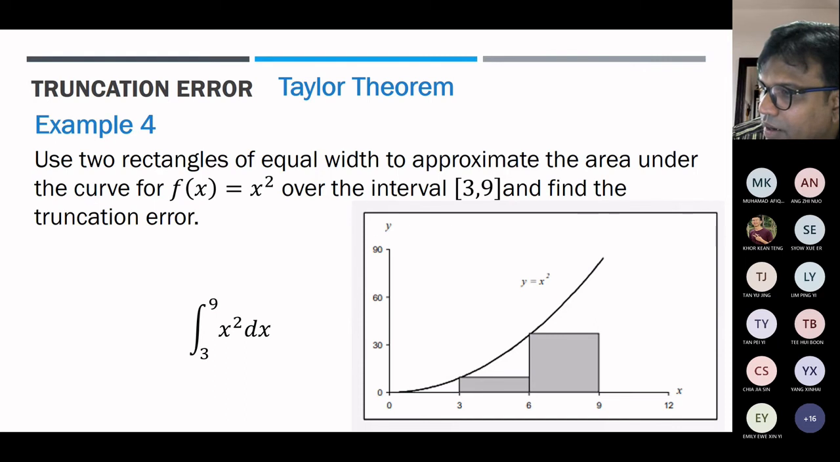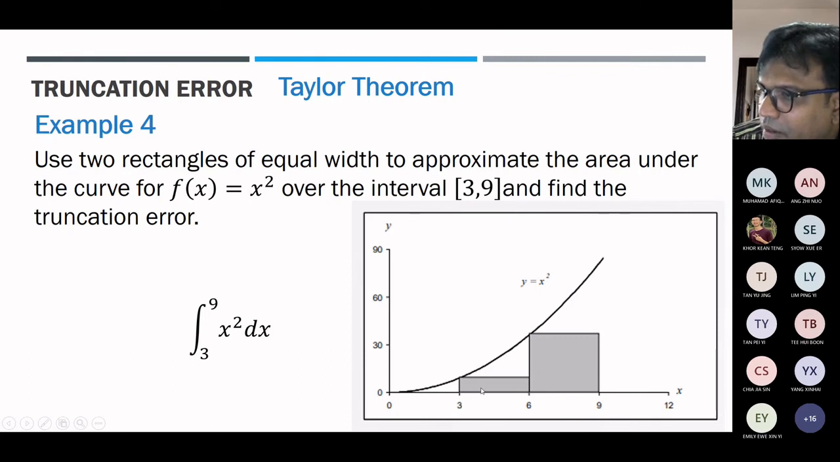Now you can use the step size. The step size is a constant, which is 6 minus 3, you get 3, and 9 minus 6, you get 3 as well. So 9 times 3, you get 27, no wait, 6 times 3 you get 18, and 36 times 3, you get 108. Then you add up these two, and you get the area under the curve.